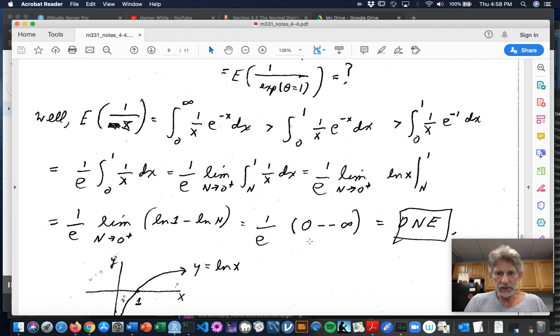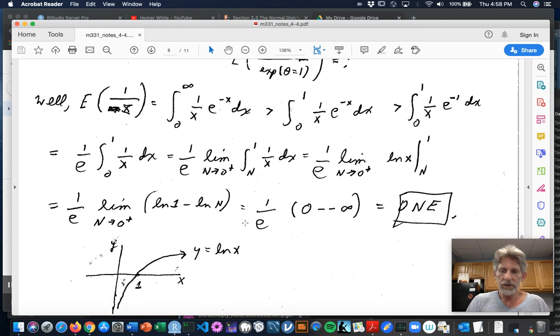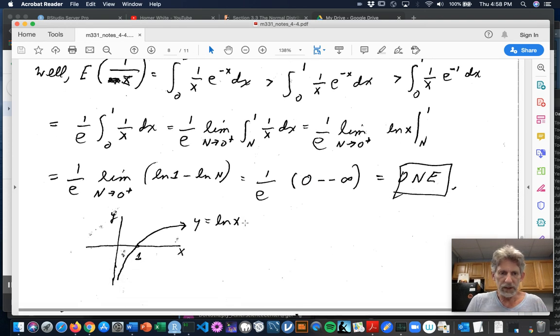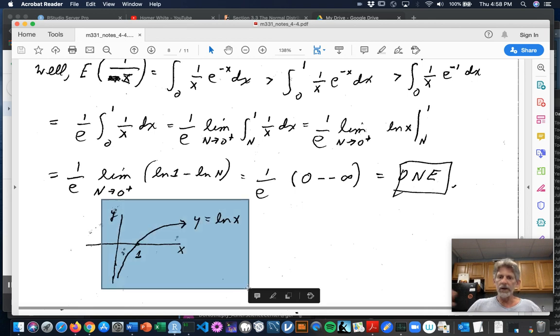Now, log of 1 is 0. But what's happening with log of n? Well, n is going to 0 from the plus side. Think about the graph of log of x. It increases as x increases, and log of 1 is 0. And then it just increases slowly into infinity as x goes to infinity. But what we're concerned about is when x is getting near 0 from the plus side. And there we see that the log of x is a negative number, and it's got the y-axis as an asymptote. It's actually headed down to negative infinity as x goes to 0 from the plus side.